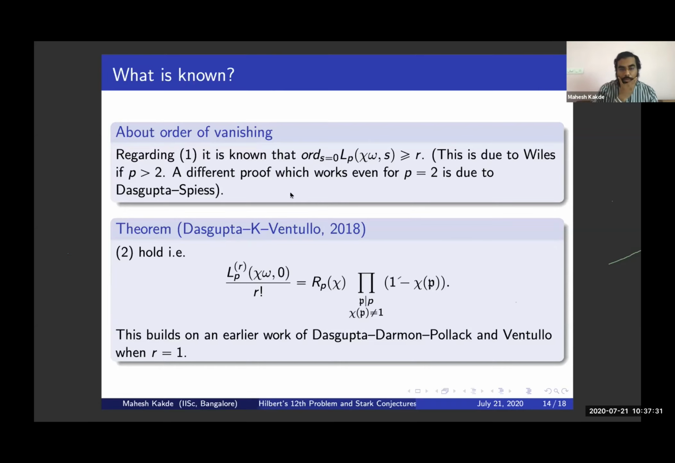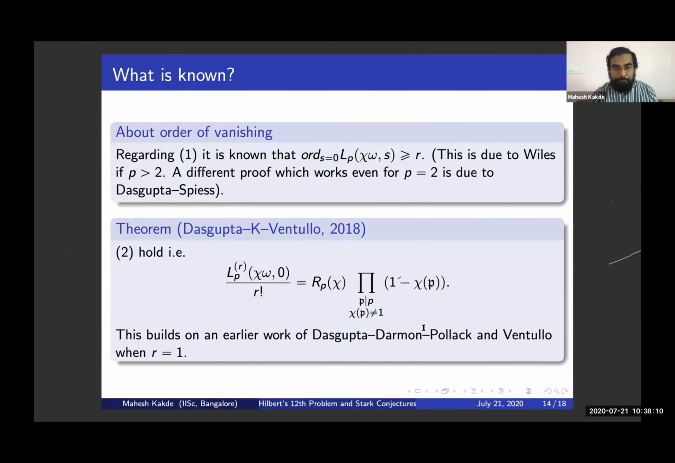And then about two years ago, I proved with Dasgupta and Ventullo the leading term formula. So part 2 is completely known. I must remark here that part 2 is independent of part 1, because I'm not saying leading term, I'm saying r-th derivative. So if part 1 is false, and in fact the order of vanishing is bigger than r, then we show that the right hand side is also 0. So we show 0 equal to 0. That's the content if 1 is false, and that's also non-trivial to prove. And if 1 is true, you get the formula for the leading term.